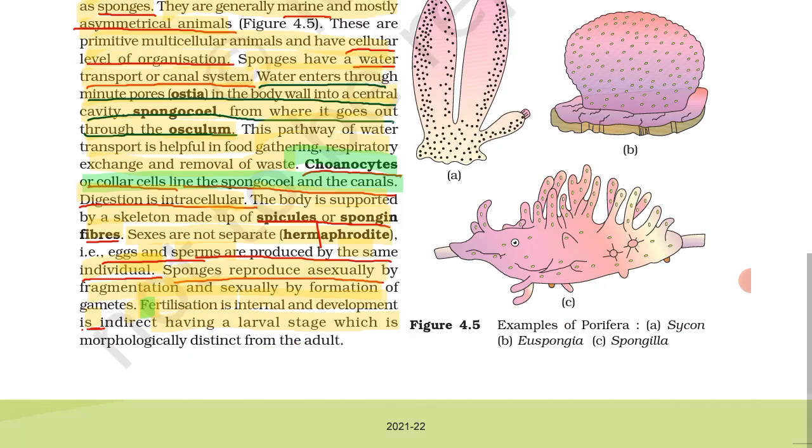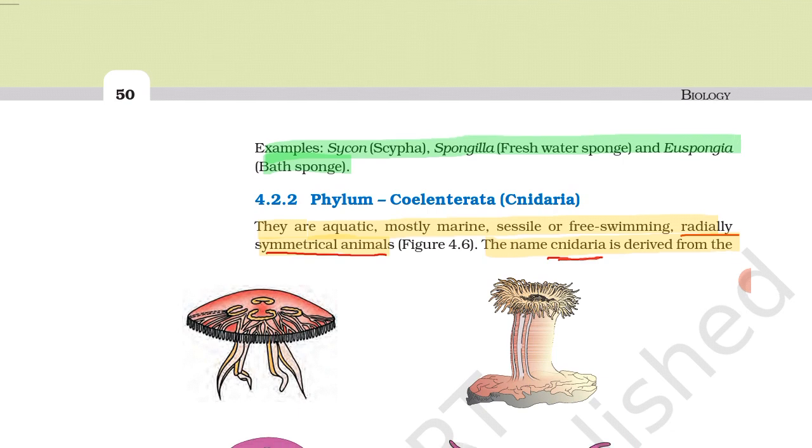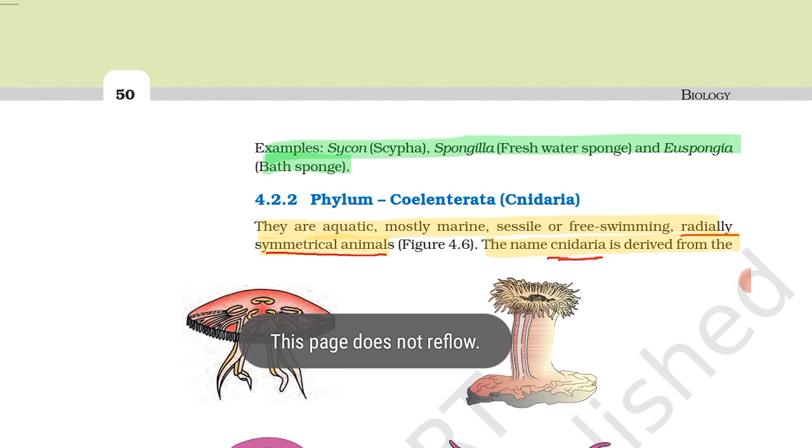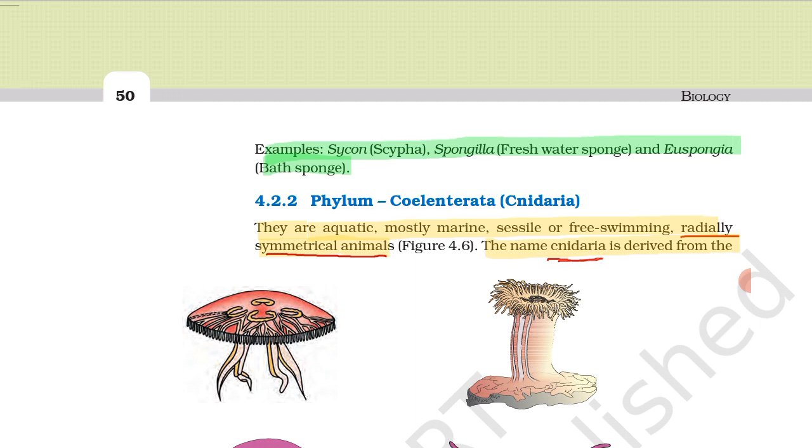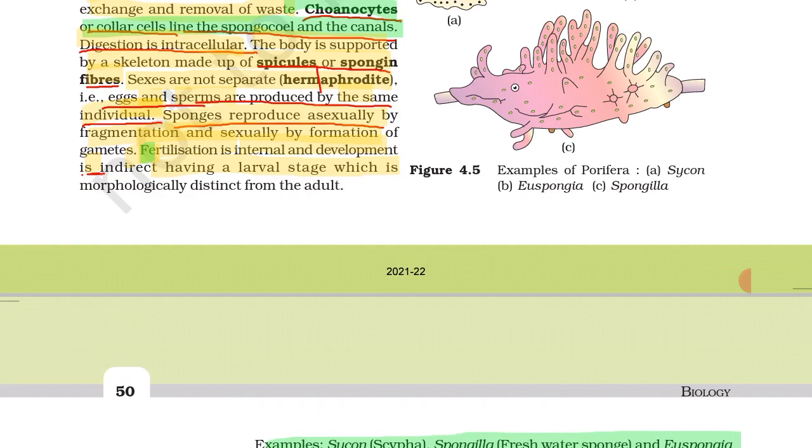The examples of these sponges are Cycon, also called Scypha; Spongilla, a freshwater sponge; and Euspongia, the bath sponge. You have to learn these examples by heart. So the examples of sponges are Cycon, Scypha, Spongilla the freshwater sponge, and Euspongia the bath sponge. Let's revise these sponges.